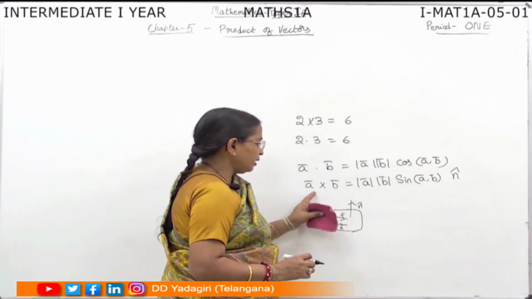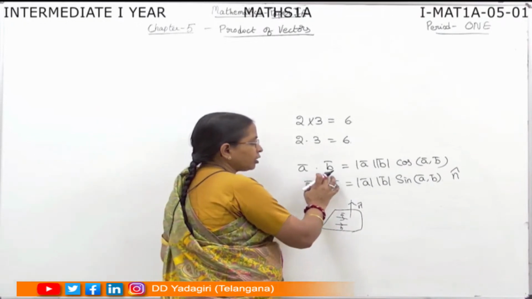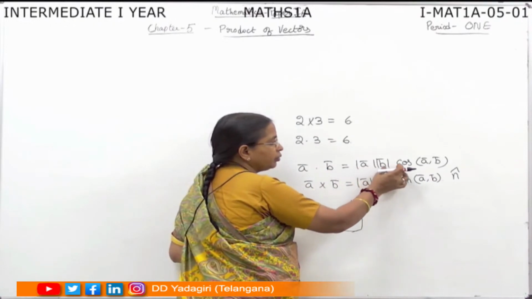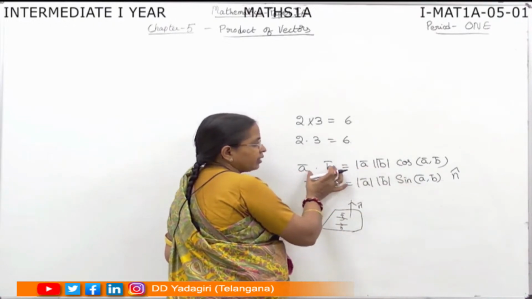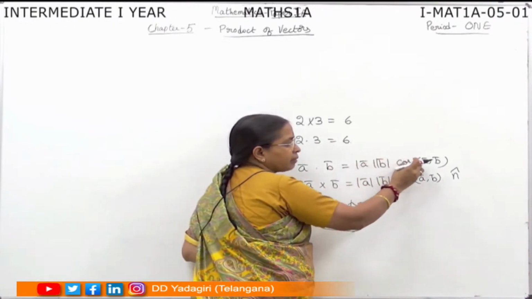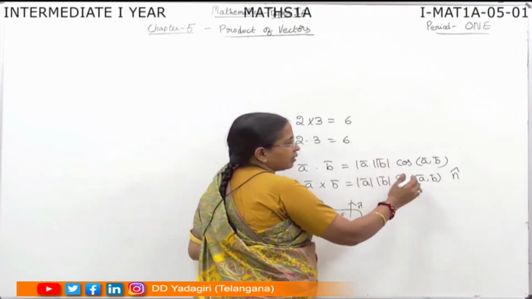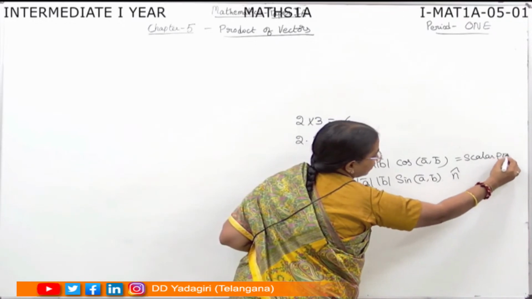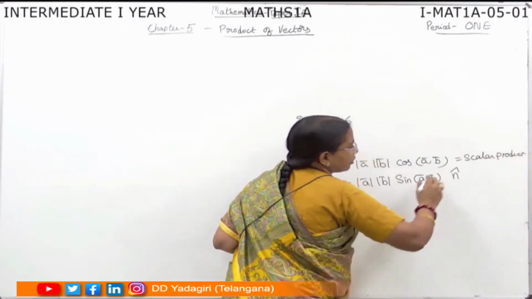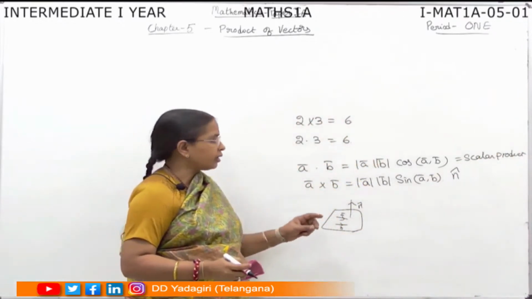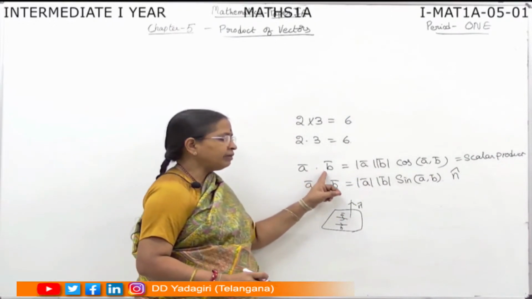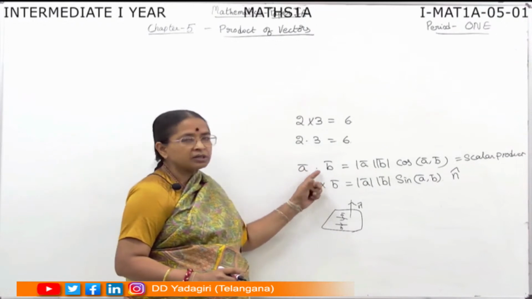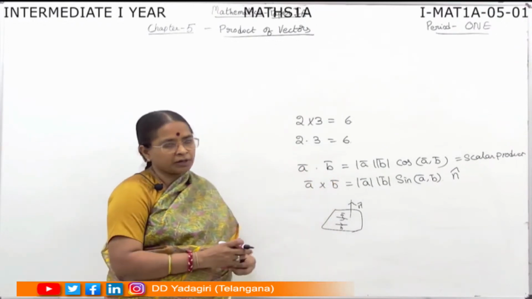So all that we'll learn. Here A dot B is the length of A into the length of B into cos of the angle between A and B. So all these are numbers, so the product is a number. So this is called a scalar product, the scalar product of two vectors. And between them we use the symbol dot, so because of that we call this the dot product.